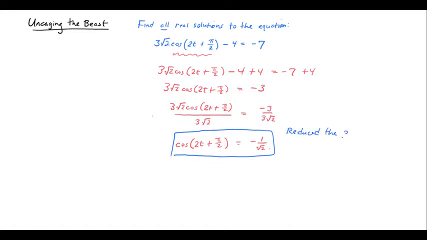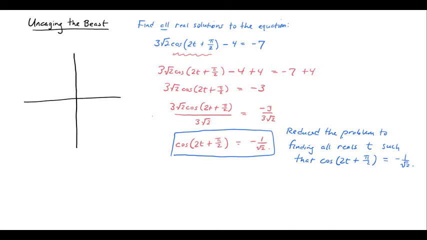I've reduced the problem to finding all real numbers t such that the cosine of 2t plus pi over 2 is equal to negative 1 over the square root of 2. Okay, so just for reference, I'm going to remind myself, where would I expect to find angles whose cosine is negative 1 over the square root of 2?